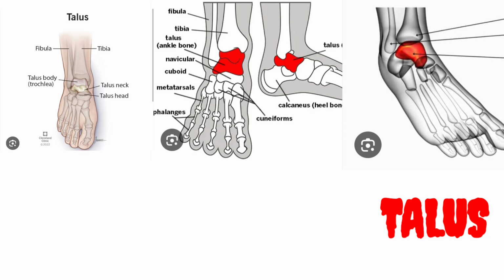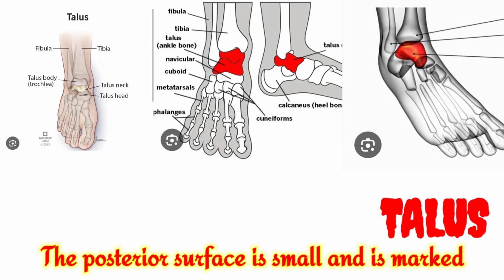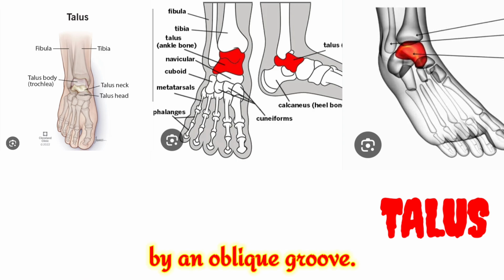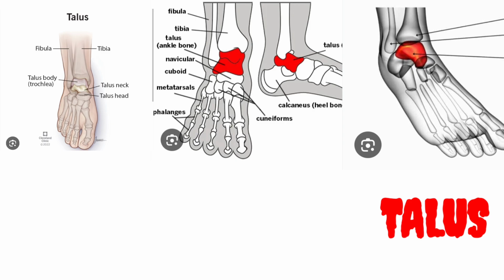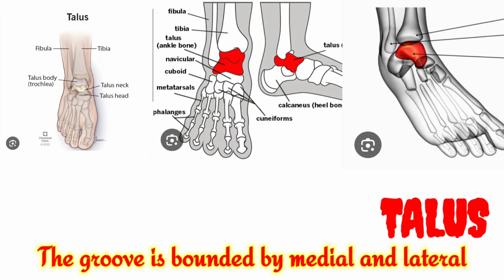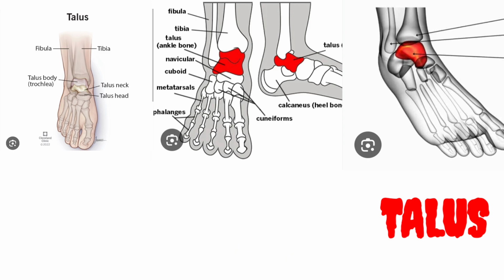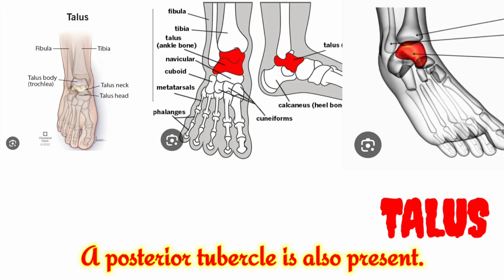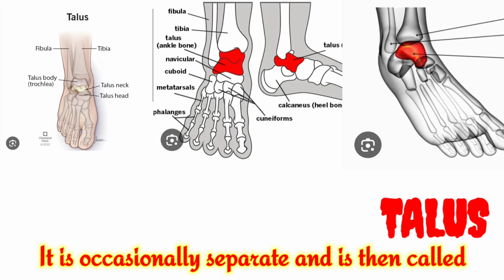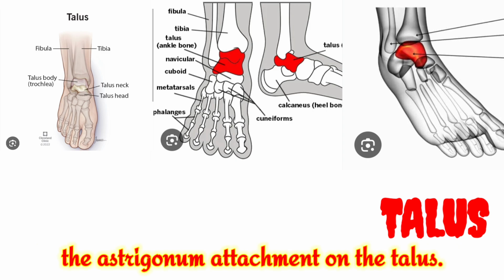tibiofibular ligament. The posterior surface is small and is marked by an oblique groove. The groove is bounded by medial and lateral tubercle. A posterior tubercle is also present. It is occasionally separate and is then called the os trigonum.